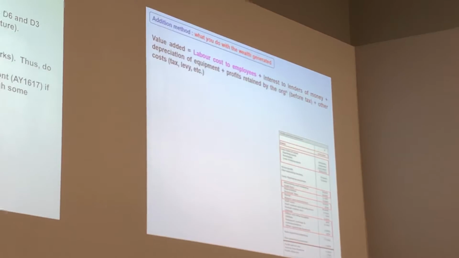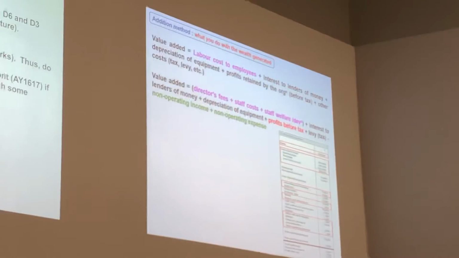Yeah, so that is the addition method. Adding back all the money that I splurged away. That will give me the idea of wealth generated as well. So pay attention here, because there's something that you need to understand here.